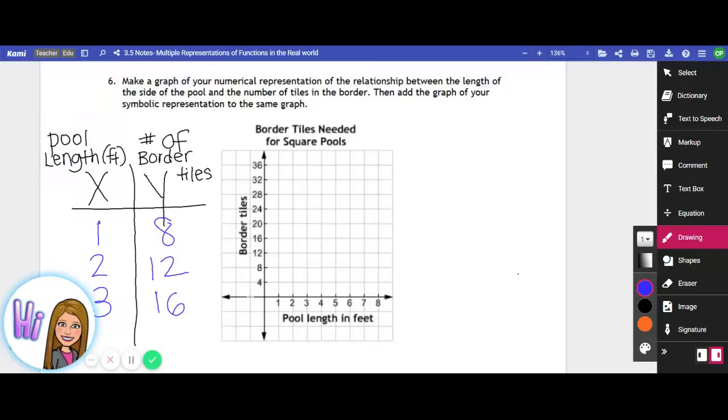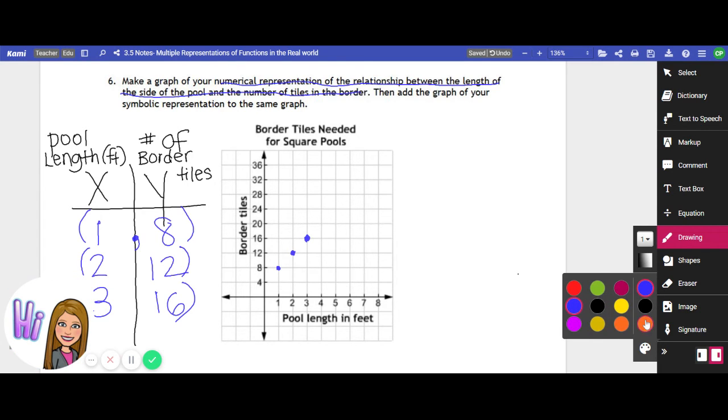So we would graph these as though they were coordinate points on the coordinate plane, like a 1, 8. So we would ride the elevator to 1, or I'm sorry, walk to 1 and ride the elevator all the way up to floor 8. The next one would be to walk to 2 and then ride up to 12. And finally, walk over to 3 and ride all the way up to 16. And you can see the pattern starting to take shape. However, we wouldn't actually draw in a line yet because this is just representing the numerical representation.